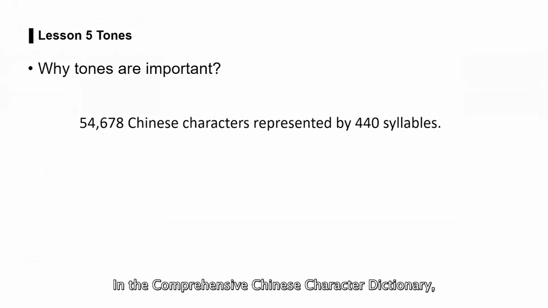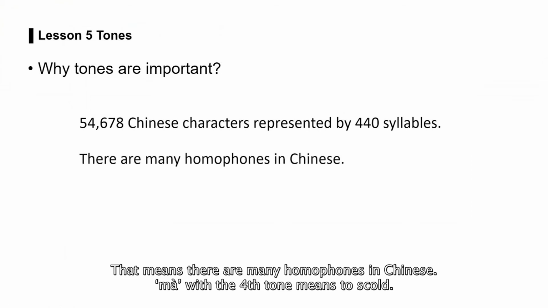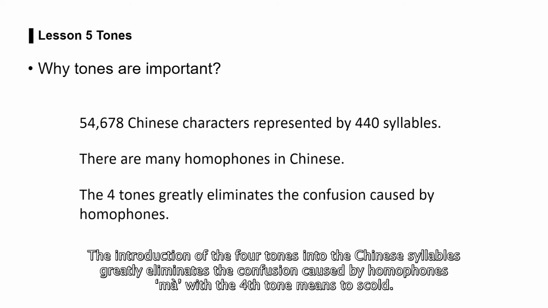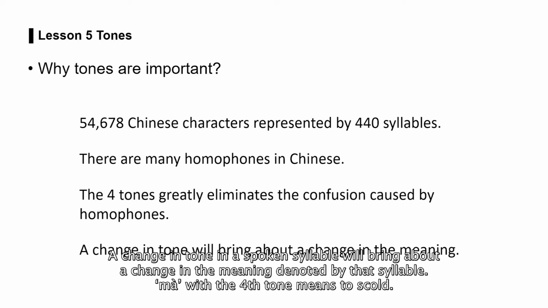In the Comprehensive Chinese Character Dictionary, there are 54,678 Chinese characters in total, but these characters are represented by only 440 syllables. That means there are many homophones in Chinese. The introduction of the 4 tones into the Chinese syllables greatly eliminates the confusion caused by homophones. A change in tone in a spoken syllable will bring about a change in the meaning denoted by that syllable.